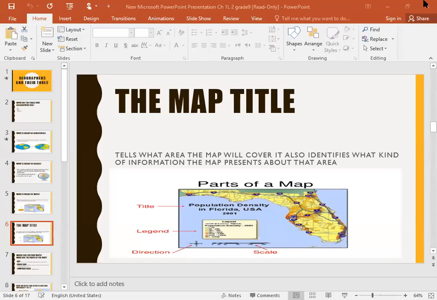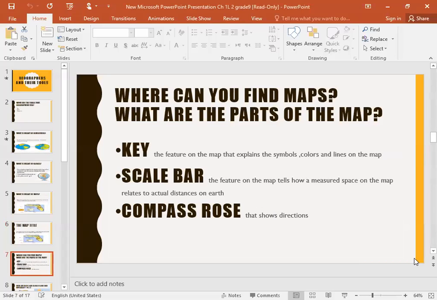The map has several different parts. Actually, it has three parts. The first one is the key. The key shows us features that explain the symbols, the colors and the lines on the map. The map consists of some symbols, some colors, and some lines. The key tells us what those symbols, colors or lines stand for, what they refer to. Okay, this is the key.